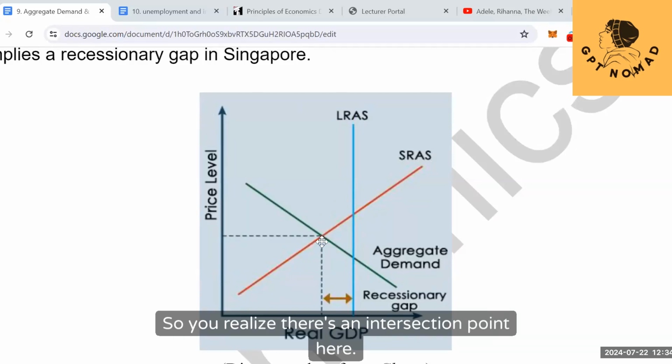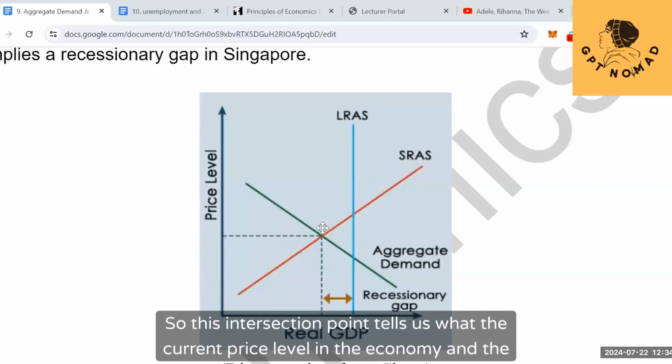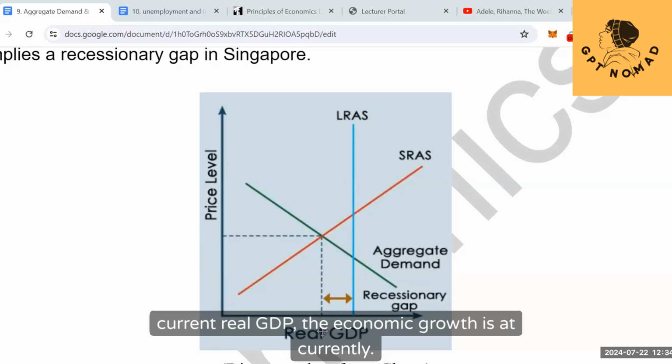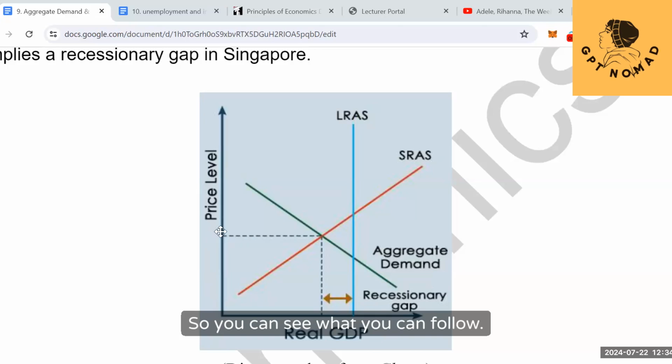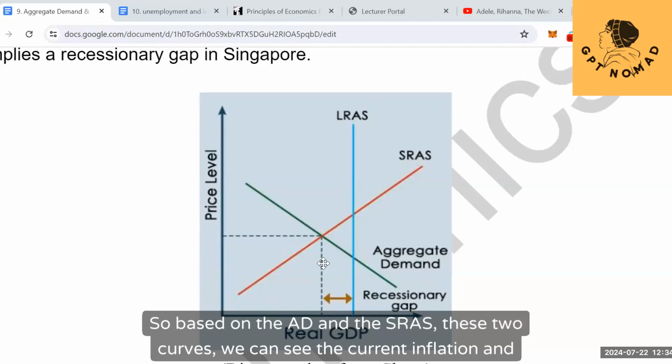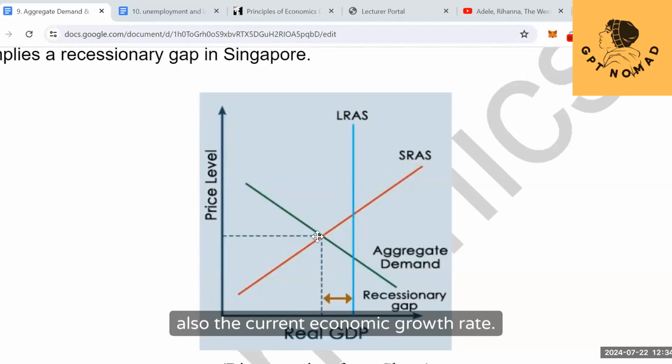So you realize there's an intersection point here, right? This intersection point tells us the current price level in the economy and the current real GDP, the economic growth. You can follow up: here is the current price level, and here is the current real GDP. So based on the AD and the SRAS curves, we can see the current inflation and also the current economic growth rate.